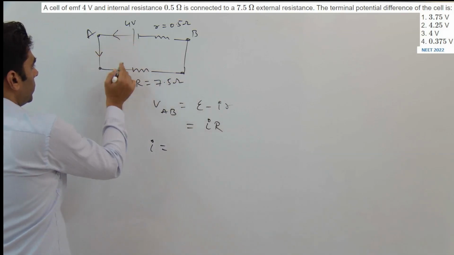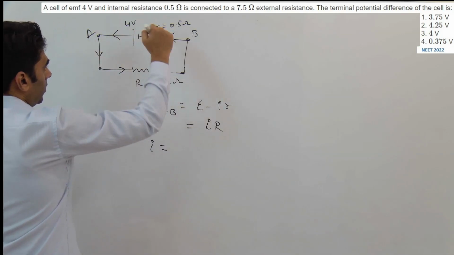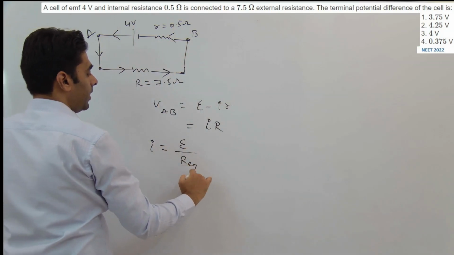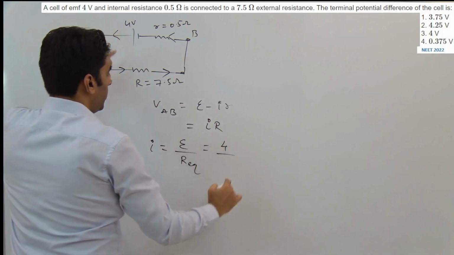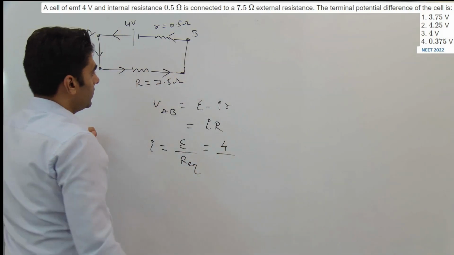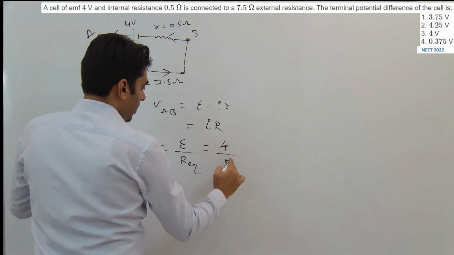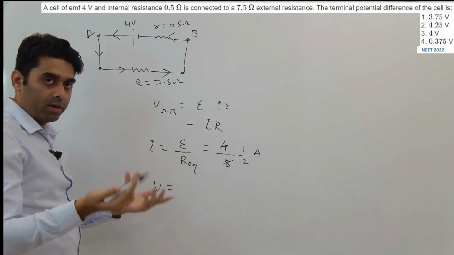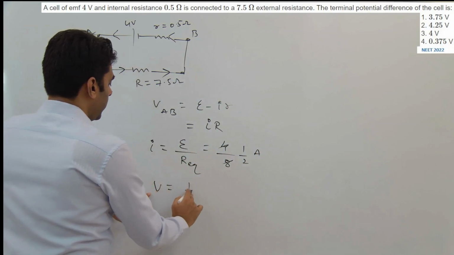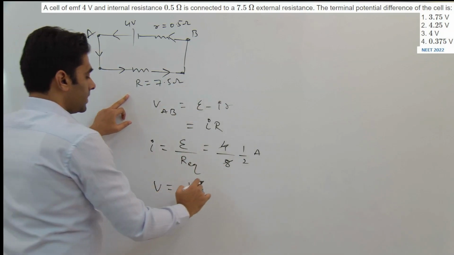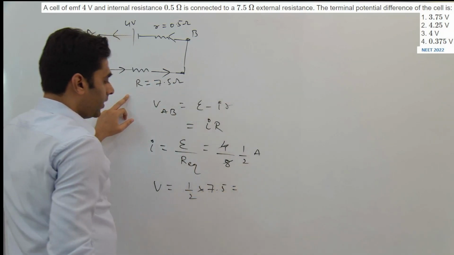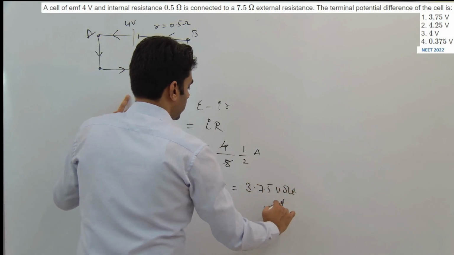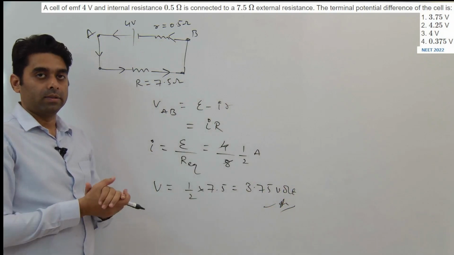Current will be flowing like this from positive to negative in the conductor. So I = E / R equivalent. How much is the EMF? 4 by R equivalent. 7.5 and 0.5 are in series, so that is 8. So 1 by 2 ampere is our current. Let us calculate the terminal potential difference. V = I × R, where R is 7.5. When we solve it, we get 3.75 volt. 3.75 volt is our answer, right?